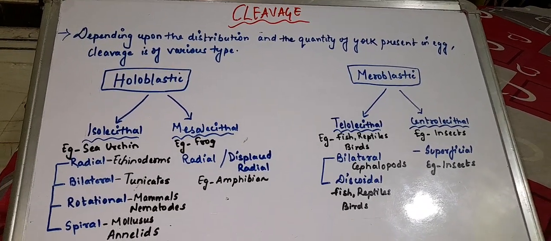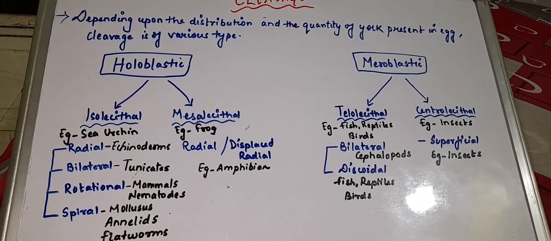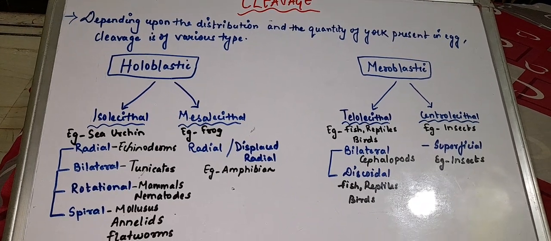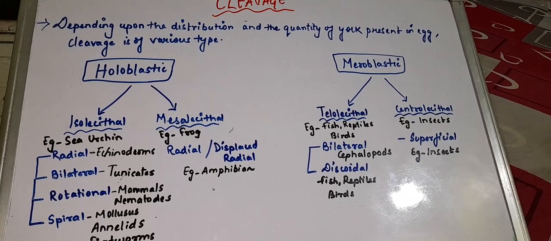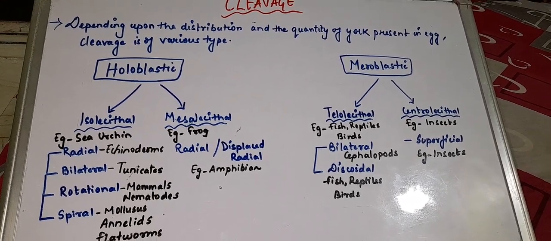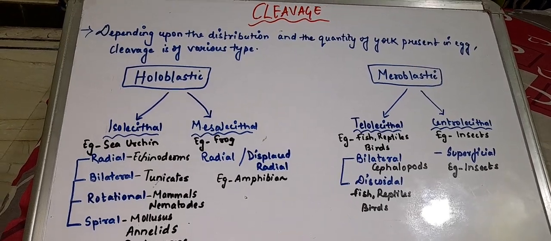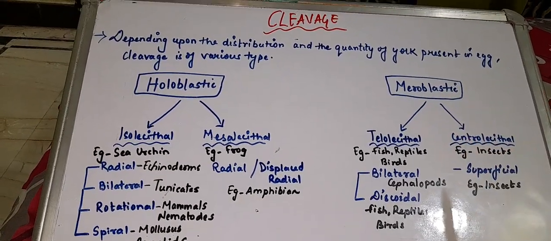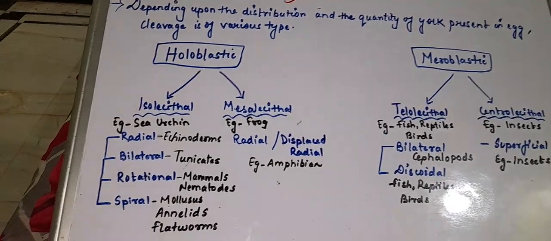So cleavage, depending upon the concentration of the yolk, the quantity of the yolk, distribution of the yolk that is present in the egg, cleavage is of various types, which is seen in different animals, vertebrates and invertebrates. So first type is holoblastic cleavage. Depending upon the concentration of the yolk, cleavage is of two types. First is holoblastic, second is meroblastic cleavage. So what is holoblastic cleavage?